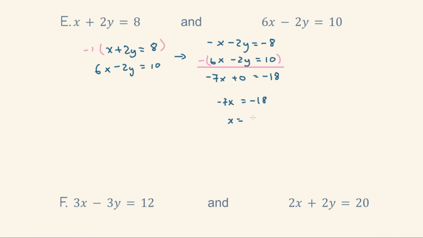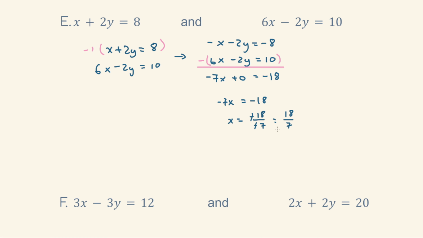So x is equal to minus 18 over minus 7, right? And luckily, the negatives cancel out nicely. You're going to get 18 over 7. Unfortunately, the numbers don't work out nearly as nicely, okay?